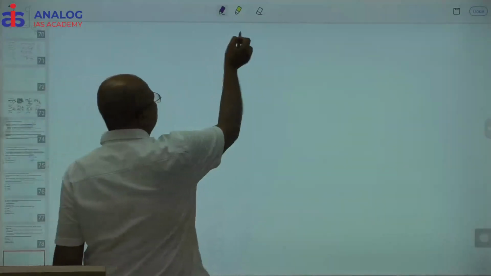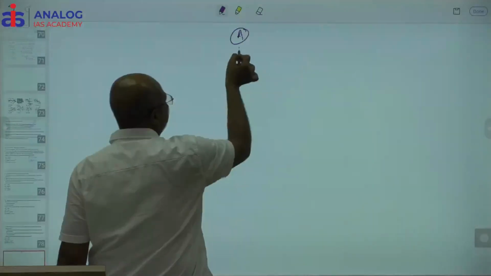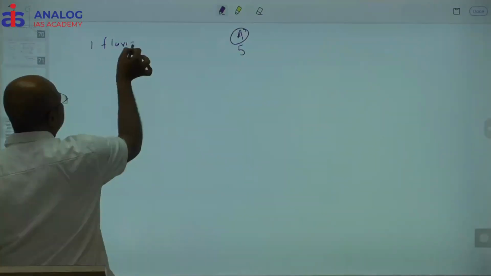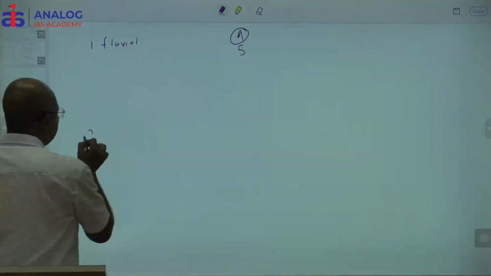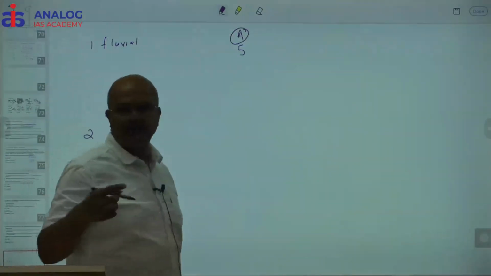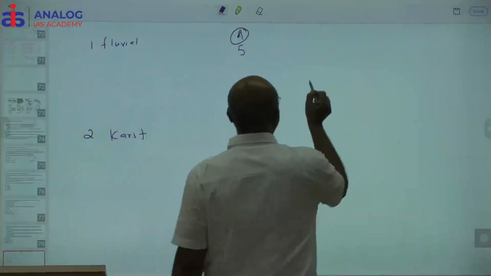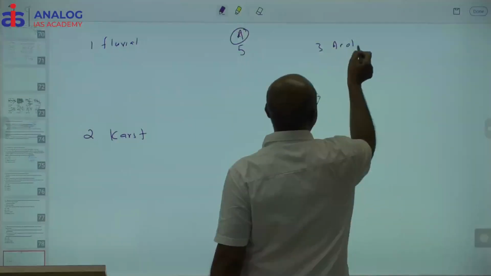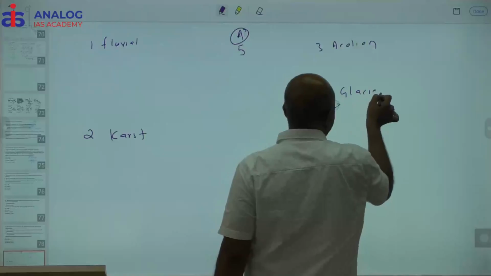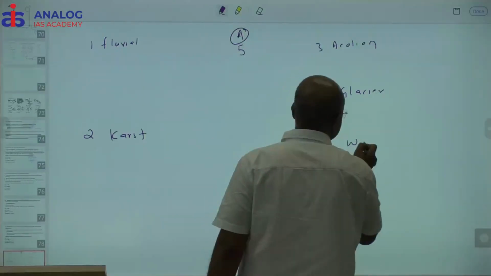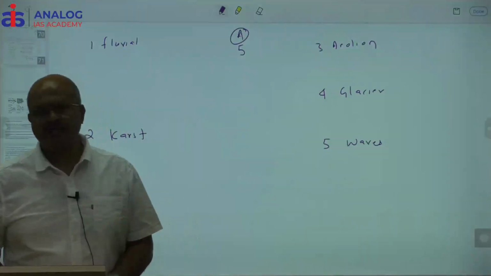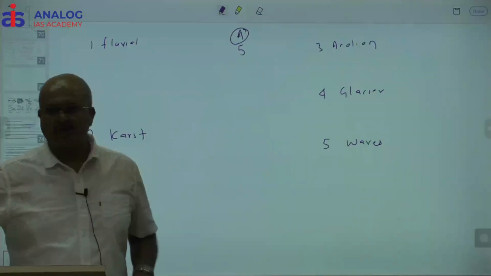So how many agents of denudation are there? Five. The landforms created by rivers, we refer to as fluvial landforms. The landforms created by groundwater, we refer to as karst landforms. The landforms created by the wind are aeolian landforms. Then the landforms created by glaciers, and the landforms created by the waves. So just write the names of these landforms. What are erosional landforms and what are depositional landforms?